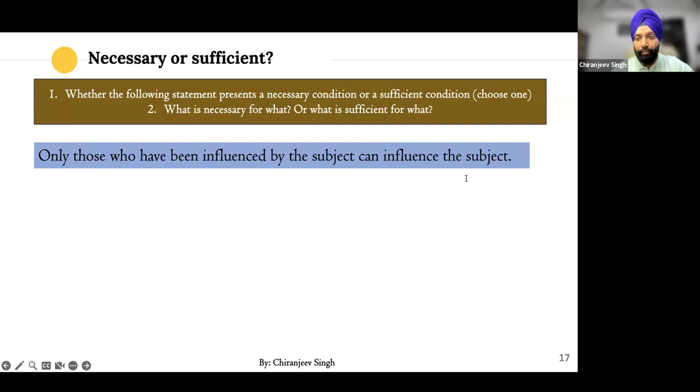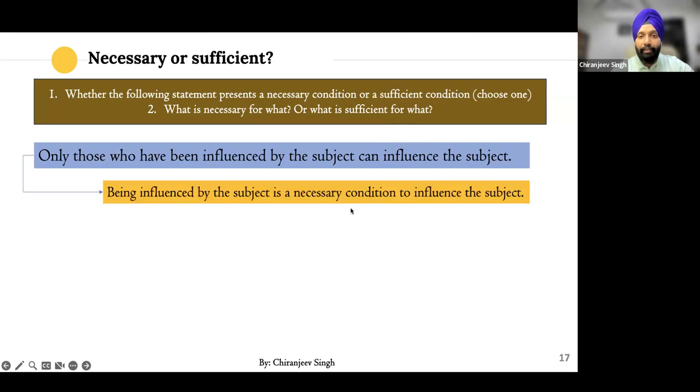Okay, so there is a direct message here. I think it's necessary. The condition is only those who have been influenced. Right, so it's presenting a necessary condition. The condition is you have to be influenced by the subject to influence the subject. So being influenced by the subject is a necessary condition to influence the subject.